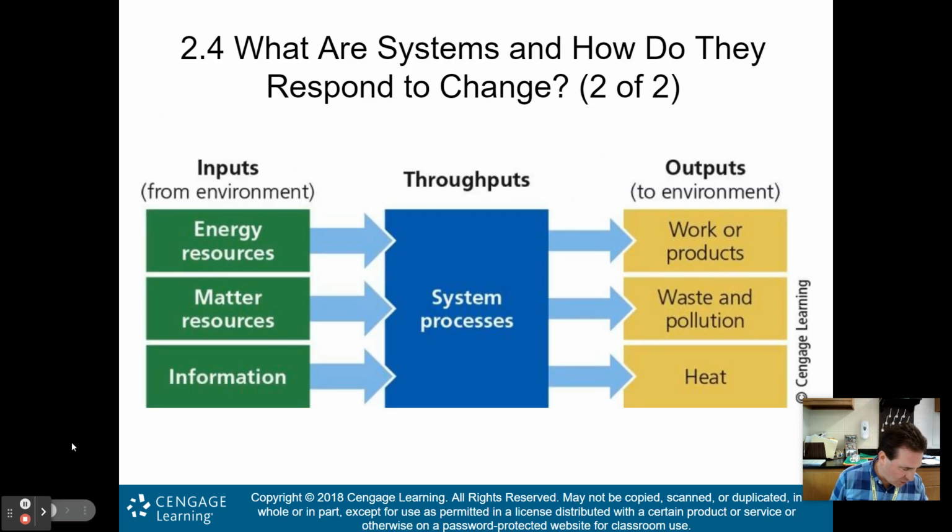So this is basically just a basic example, a simplified model of a system. You have inputs from the environment, be that energy resources, matter resources, or information. They go through these throughputs, which are the system processes, and then they come out to the environment as either work or products, as either waste or pollution, or again that heat, that frictional heat in many cases. So again, just a basic model of a system. Again, the energy that goes in, green, always comes out a little bit less, in the yellow, and that is that second law of thermodynamics.